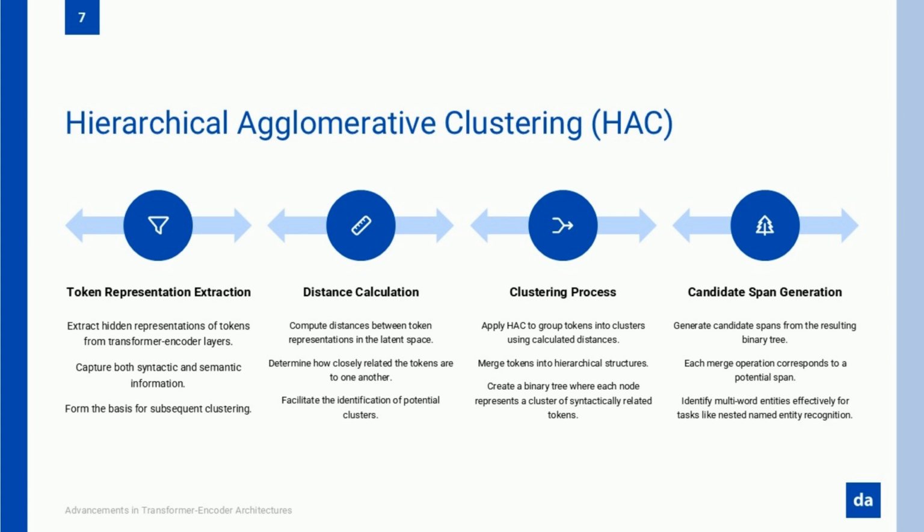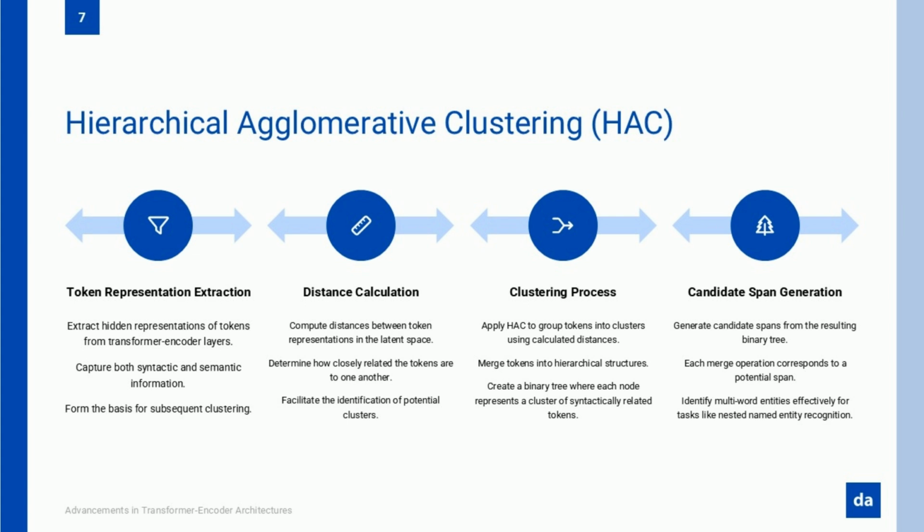This step sets the stage for the next crucial phase, clustering. In this phase, HAC groups tokens into hierarchical structures based on their calculated distances. Tokens are merged into clusters, creating a binary tree where each node represents a group of syntactically related words. Picture this as building a family tree of language where every branch and connection reflects the relationships between tokens. It's this hierarchical structure that allows the model to identify even the most complex linguistic patterns.